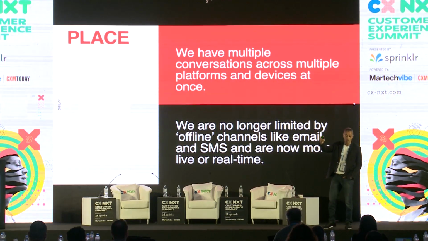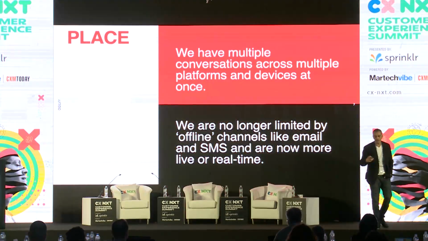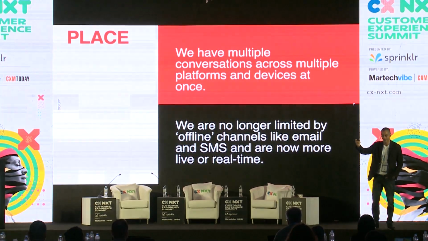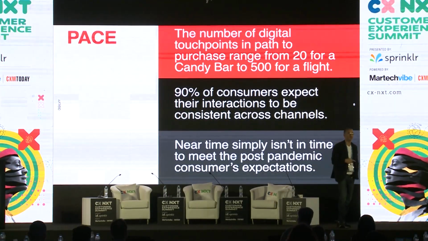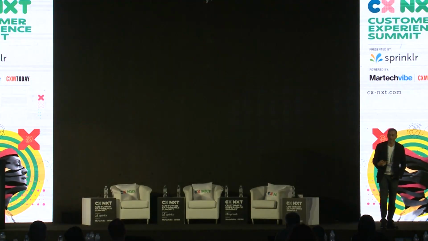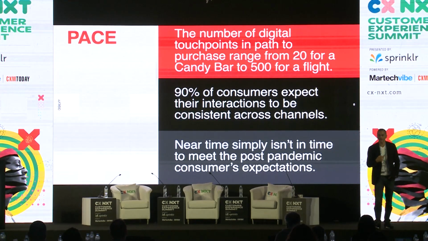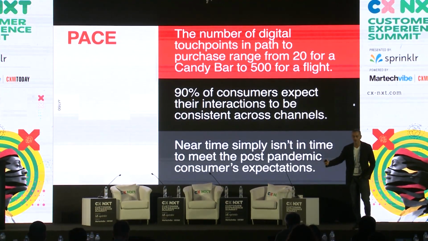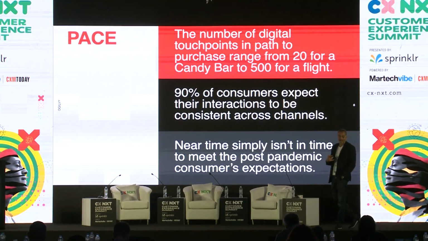If we switch on to pace, pace basically covers the number of interactions that actually have to happen. So the number of touch points or interactions that happen between buying a ticket around the world or buying a chocolate bar or what have you could vary massively between 20 touch points to 500. And 90% of consumers expect interactions to actually happen across channels.